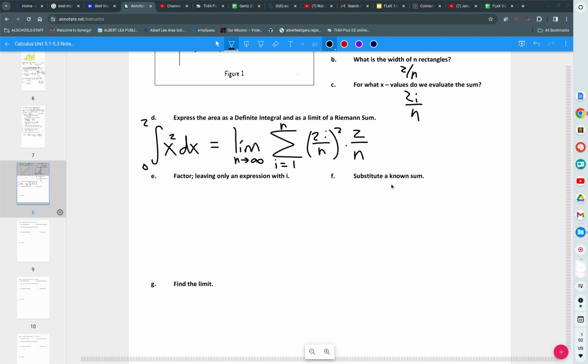So we are going to take this expression and we're just going to multiply that out. So I will have the limit as n goes to infinity of the sum from i equals 1 to n of 2i squared gives me 4i squared times 2, 8i squared. Everybody see I get 8i squared on the top? What do you get in the bottom? n cubed. I have n squared times the n will be an n cubed.